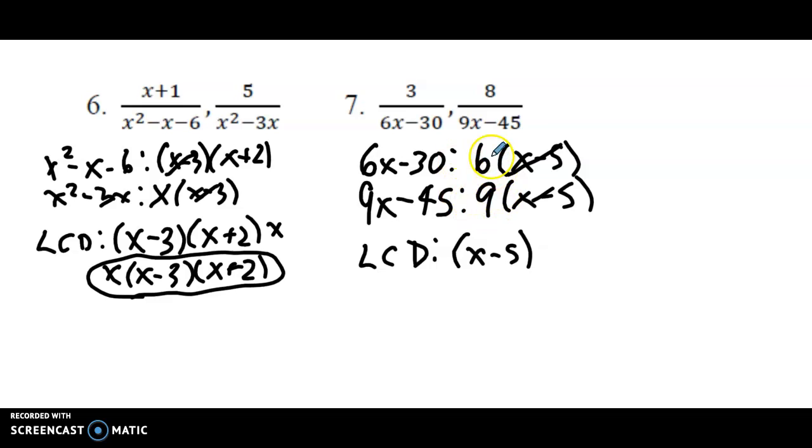Now we have this 6 and this 9. Hopefully you didn't write both 6 and 9 because they actually have a much smaller common denominator. Again, we're going to go back to what we did with number 4: when you have these monomials, you want the lowest common denominator of those monomials. So the common denominator of 9 and 6 is 18. So the LCD is actually 18 parenthesis x minus 5. If you wrote 54, go ahead and erase that and write 18.